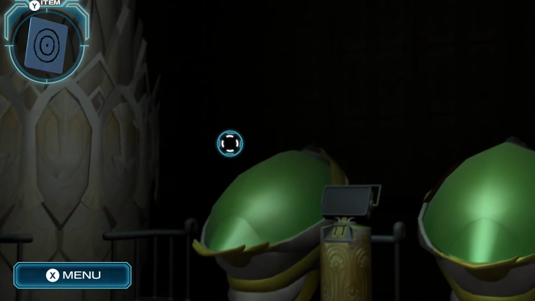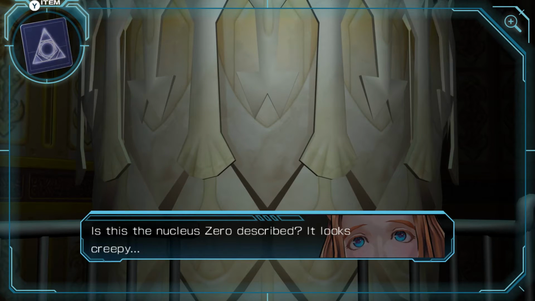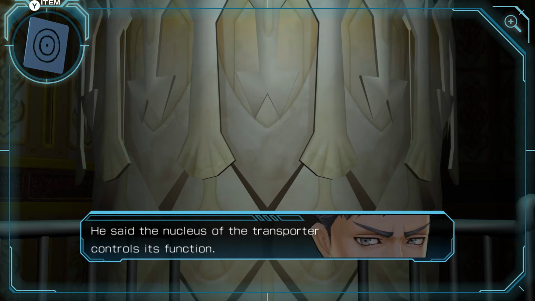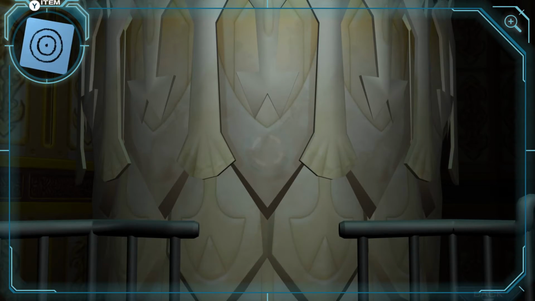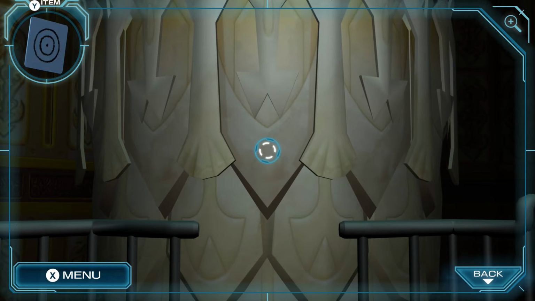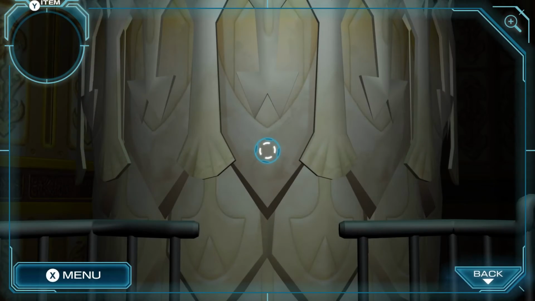This is a very big, dark room. Is this the nucleus Zero described? It looks creepy. He said the nucleus of the transporter controls its function. According to him, we need to restart it. How are we going to do that? That is a really good question. One that I doubt we're going to find out in some time.